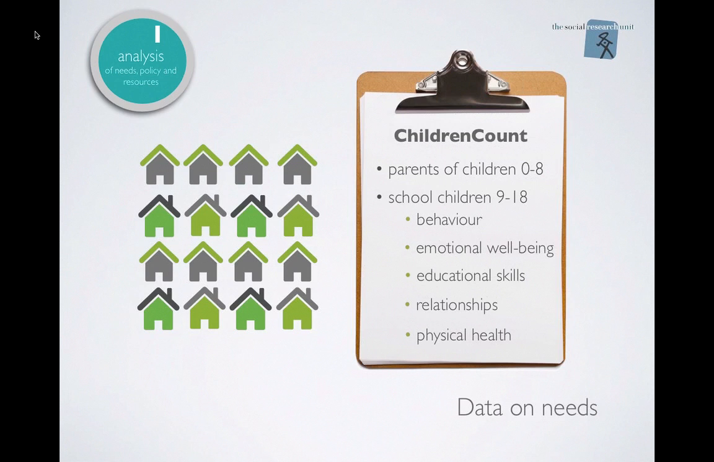and the US. Through a household-based survey of parents of children aged 0 to 8 and a school-based survey of children aged 9 to 18, the tool measures a range of health and development outcomes covering children's behaviour, emotional well-being, educational skills and attainment, relationships and physical health. It assesses a range of risk and protective factors at the individual, family, school and community levels.